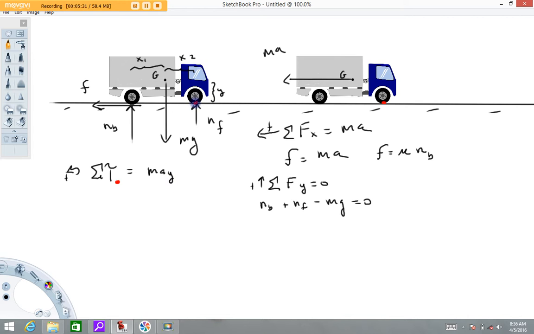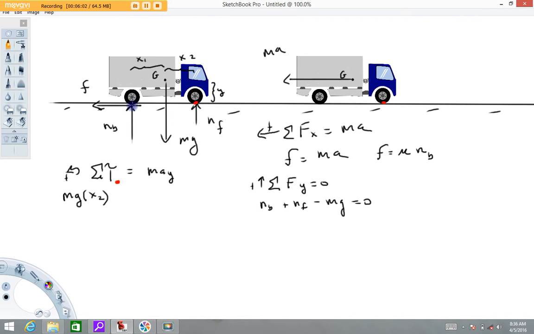So summing torques about the red dot, looking at this picture, this normal at the front does not produce any torque about the red dot, so we're fine there. The force mg does, so we're going to have mg times the distance I have labeled as x2, and that moment term is positive because mg is producing counterclockwise moment about my red dot here. All right, so that one's done. Frictional force goes right through that point, we don't need to worry about that.